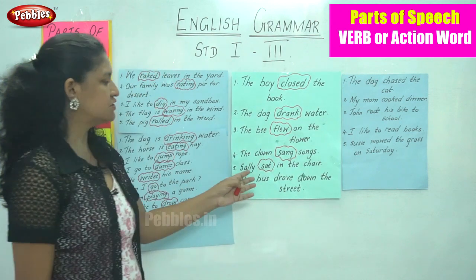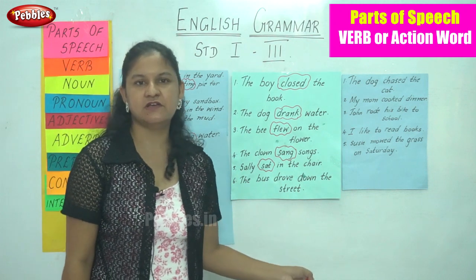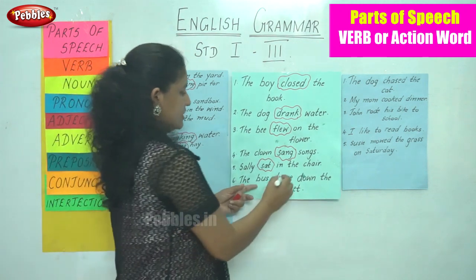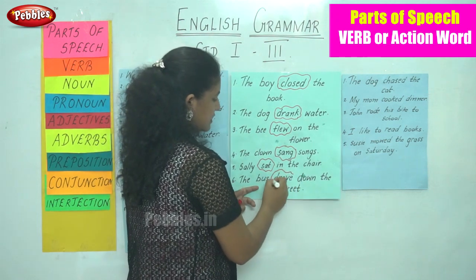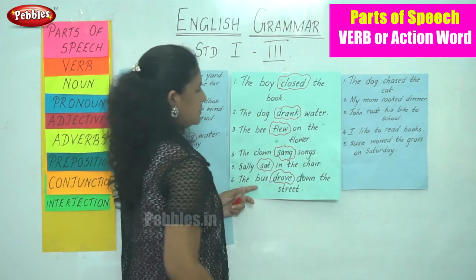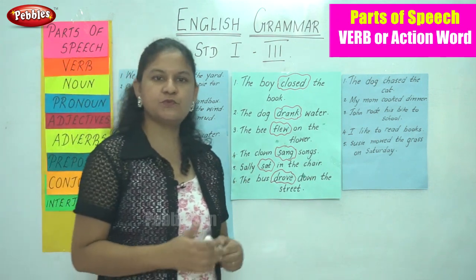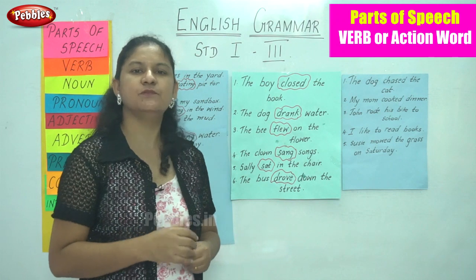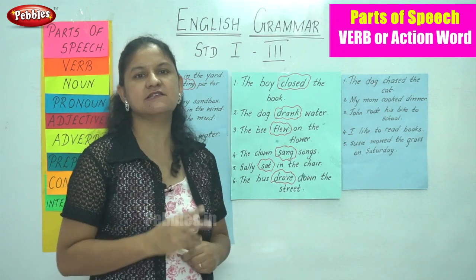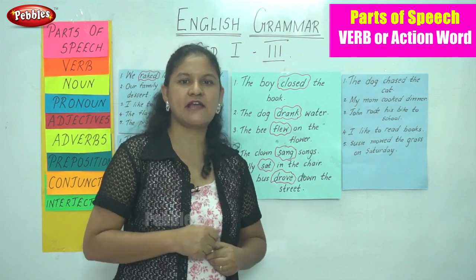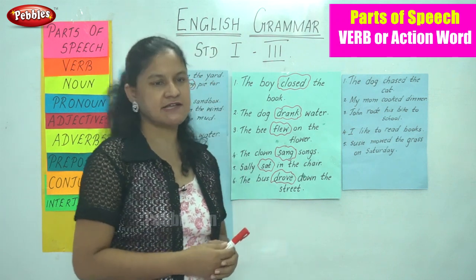The bus drove down the street. So what action does the bus do? The bus drove. So the action is drove down the street. So I repeat these sentences once more. For you to be able to understand what is a verb, you need to read each sentence at least 2 times and then find out the verb or what action is there in the sentence.